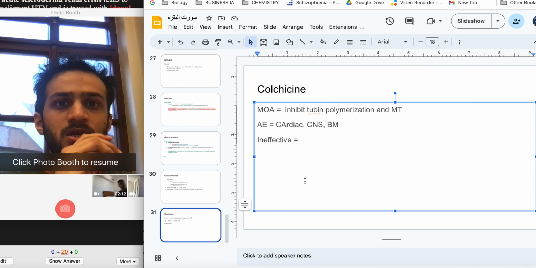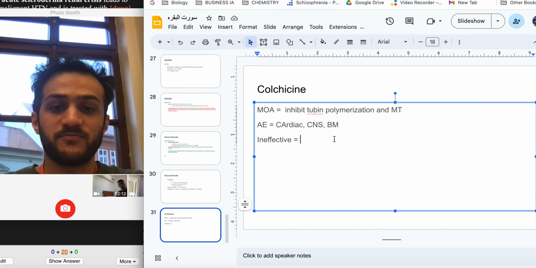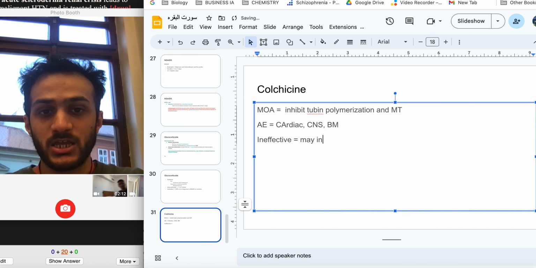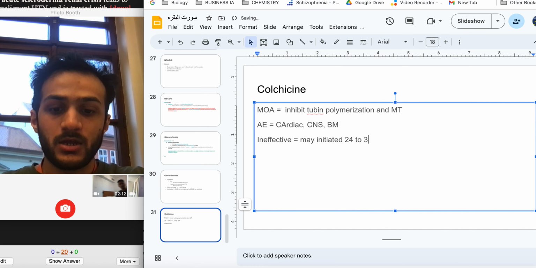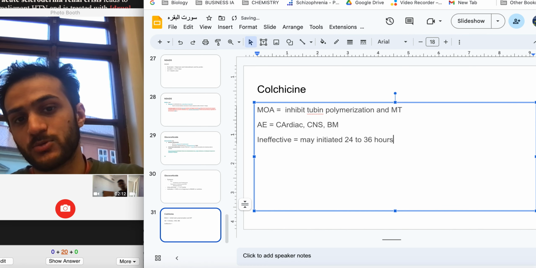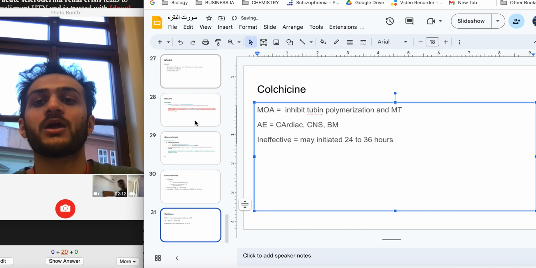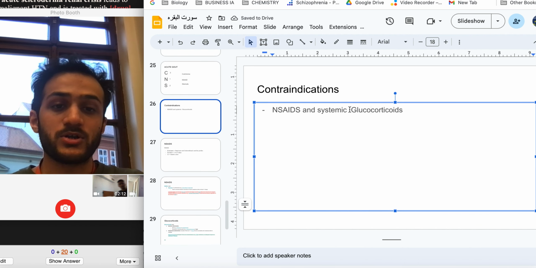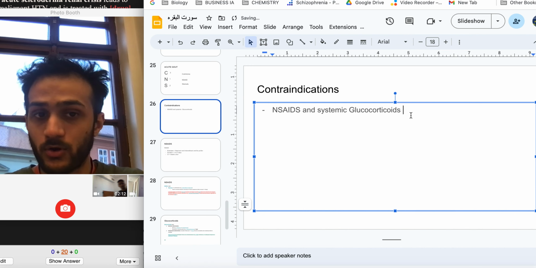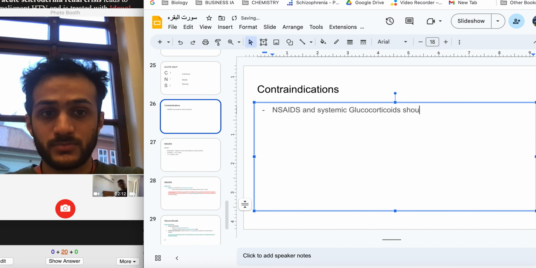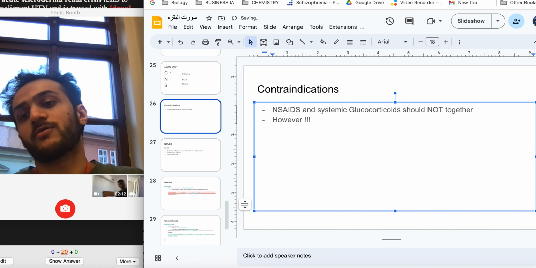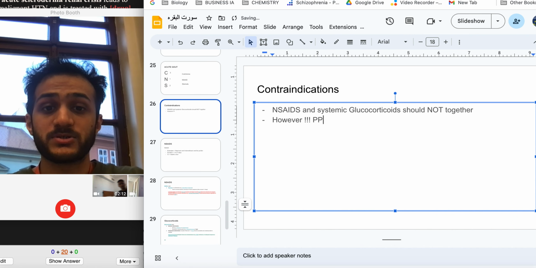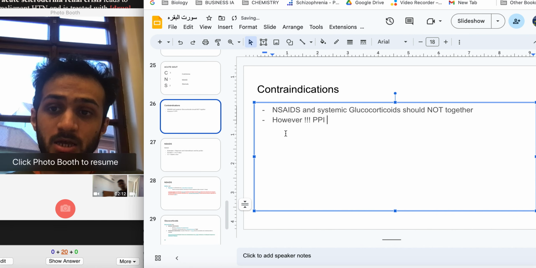It is ineffective if initiated 24 to 36 hours after onset. As we spoke about, this is acute gout, so we want to treat quite early on. Regarding contraindications, NSAIDs and systemic glucocorticoids should not be given together. However, if we do give them together, we also have to prescribe PPIs for the ulcers.